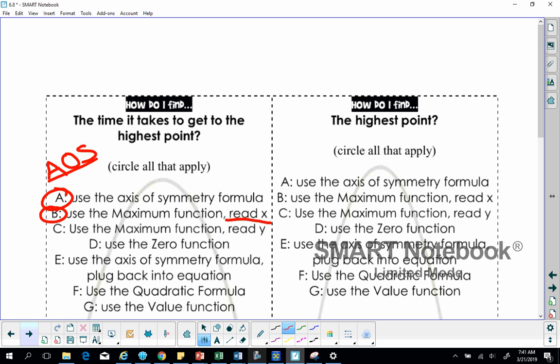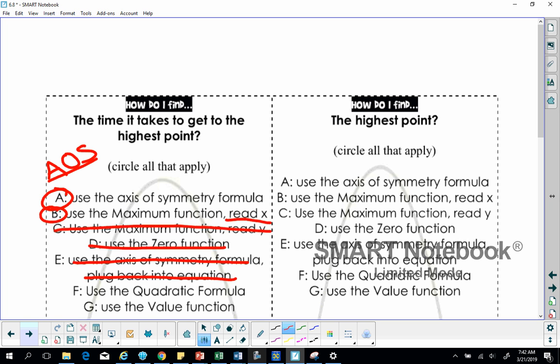The zero function, what do zeros mean? X-intercept. So it couldn't be that. Use the axis of symmetry formula, but then plug it back into the equation. What did we learn yesterday? What does that represent when I do negative b over 2a and then I plug it back in? The y coordinate of your vertex, right? So it couldn't be that.